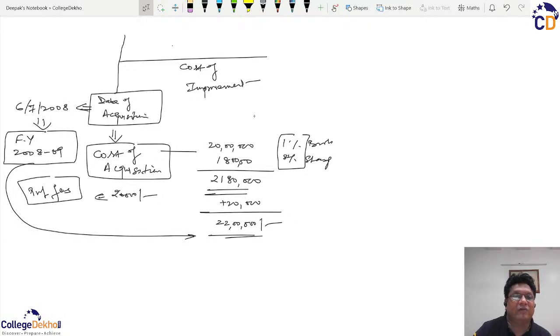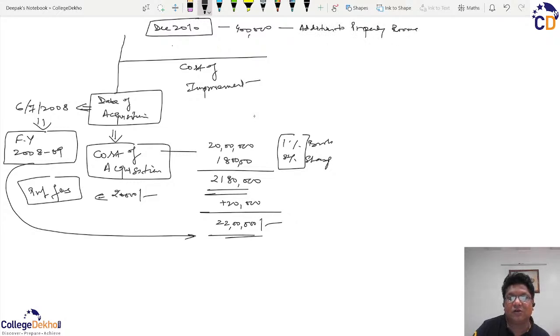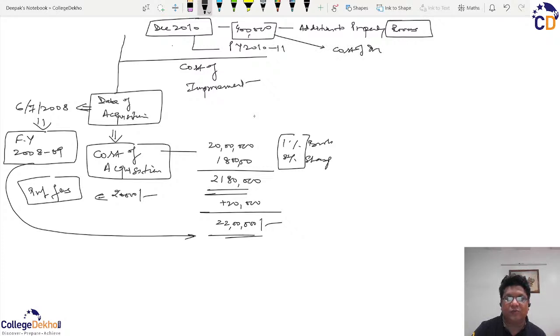Then what could have happened is that after 2 years of purchase, let's say in December 2010, Mr. X, who purchased this house, incurred rupees 4 lakhs for the creation or addition of certain rooms. So there was an addition to the property. For example, two rooms were constructed on the roof of the house, which obviously has contributed to an increase or appreciation in the value of the asset. Then this 4 lakhs, which corresponds to the previous year 2010-2011, will be deemed as the cost of improvement.